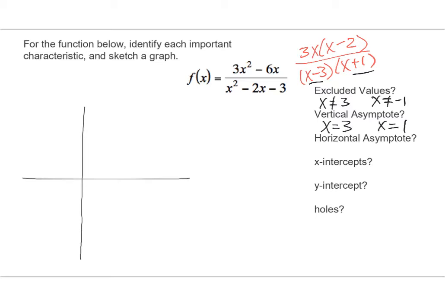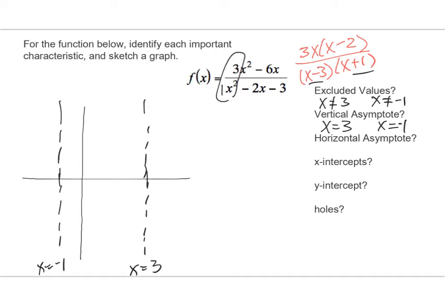So I'm going to put at, so this should be negative 1. Negative 1, we've got a vertical asymptote. And at 3, we've got a vertical asymptote. For horizontal asymptote, we've got the same power on the top and the bottom. So I'm going to do the ratio of the leading coefficients. 3 over 1 is 3.